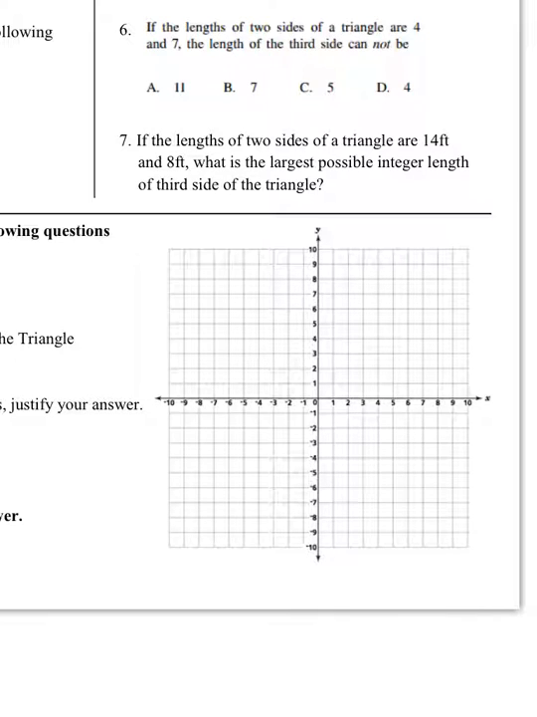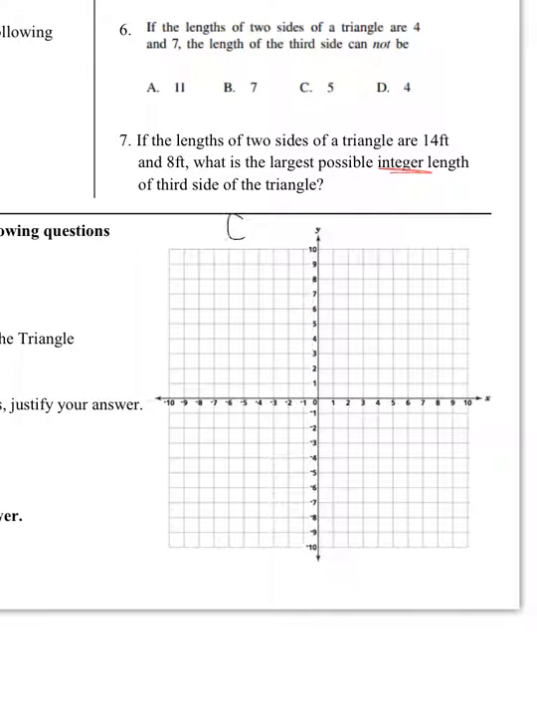And number 7, I'm going to stop this video at number 7 and make a new one for part 8. If the length of two sides of a triangle are 14 feet and 8 feet, what is the largest possible integer of the third side? So similar idea, but we need to find what is the biggest integer. First of all, an integer is a whole number, positive or negative, but it has to be a whole number.